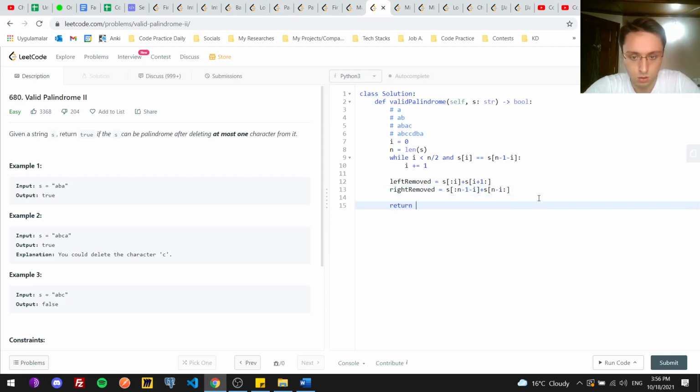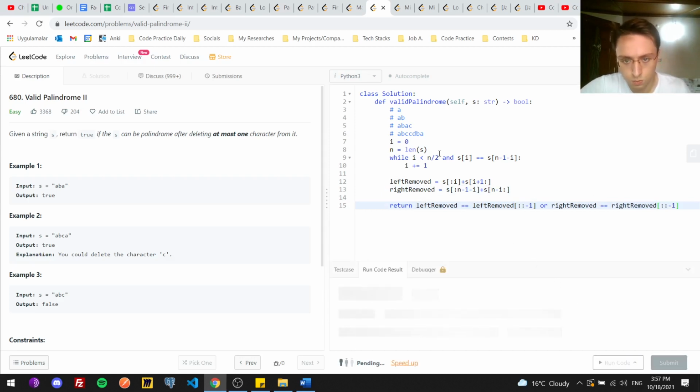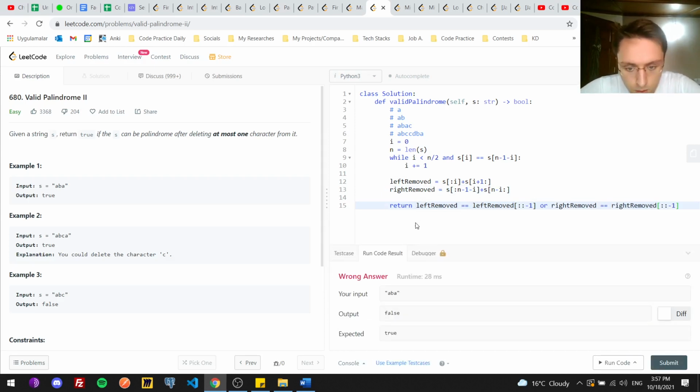So we return if one of these is a palindrome. So if left removed is equal to left removed reversed, or right removed, so this should work. Let's see.